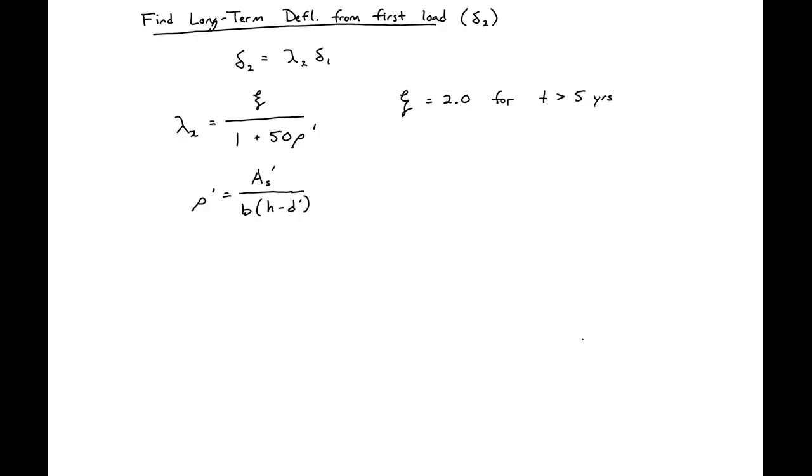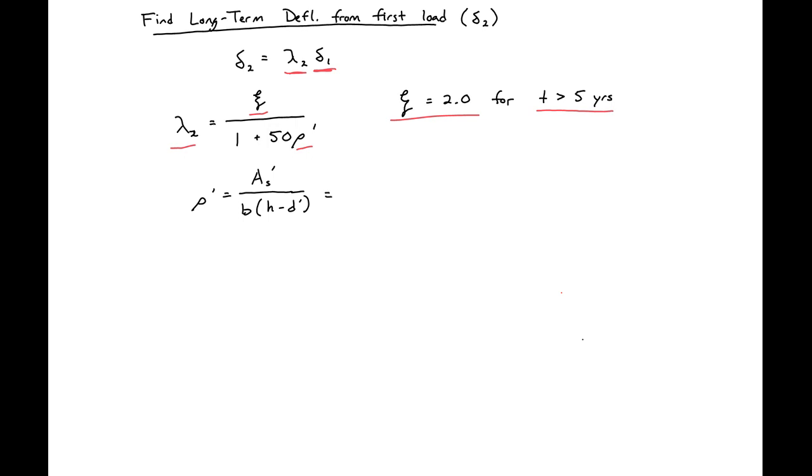We're now ready to find the long-term deflection that's caused by the dead load and the sustained portion of our live load. We'll do this by taking the immediate deflection that we found in the previous step times a lambda factor, which accounts for the long-term effects of this loading. So our lambda factor we can find by knowing our C factor and our rho prime. So our C for a t of greater than 5 years is equal to 2. So that'll be easy to plug in, but we need to find our rho prime.